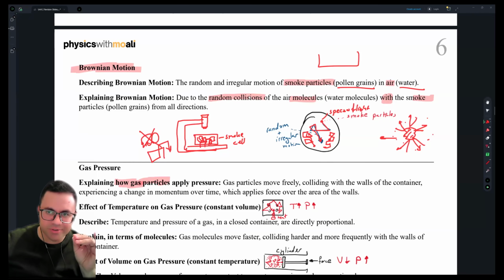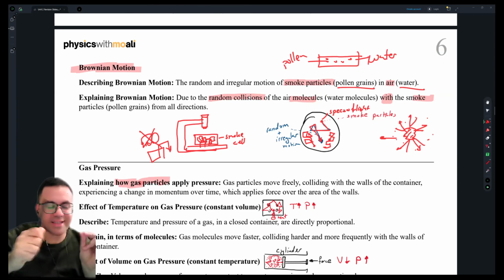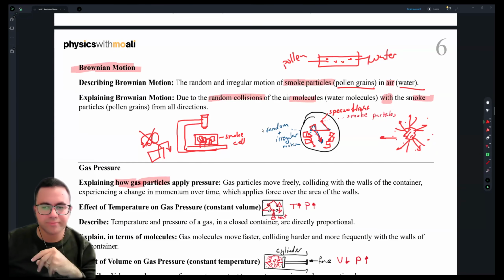The exact same results will apply. If you get a Petri dish of water and you put small bits of pollen in there, so pollen in here, and you look under a microscope, you get the exact same phenomenon. Okay? Good.